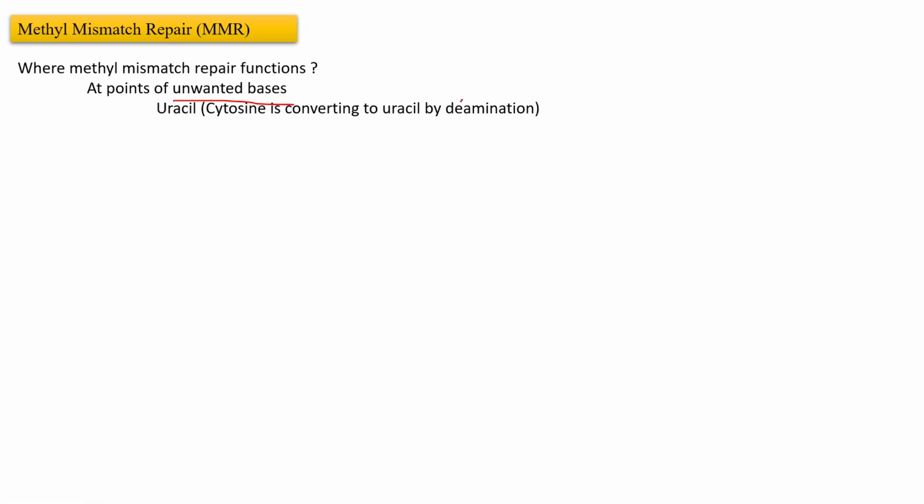Because of the deamination of cytosine. Deamination of cytosine changes that cytosine to uracil. So, uracil becomes an unusual, unwanted base in the DNA. Its presence triggers the methyl mismatch repair. That's one case.